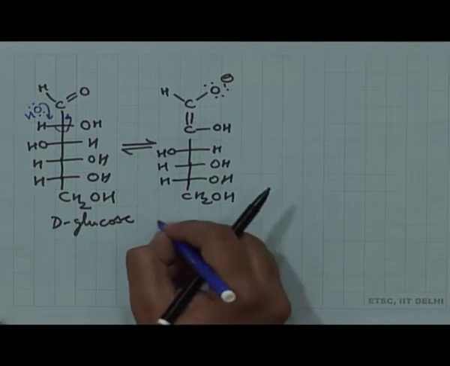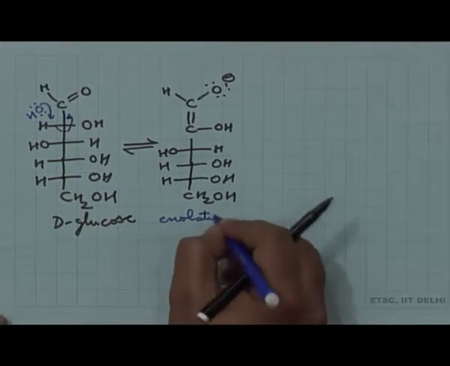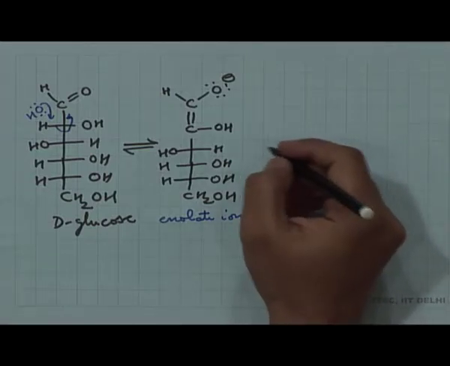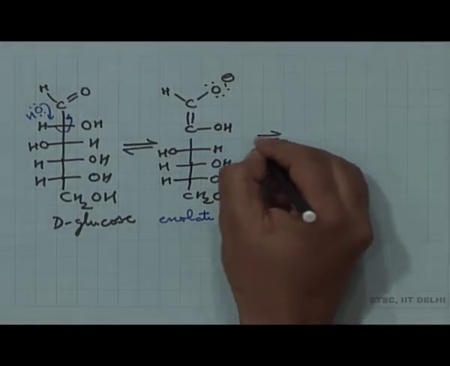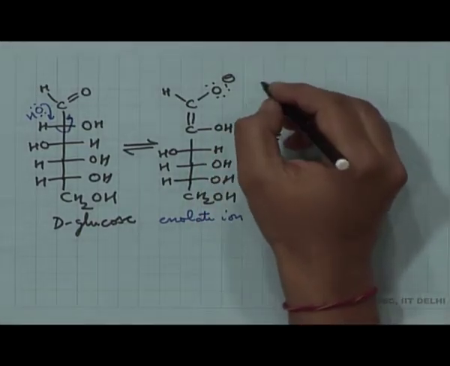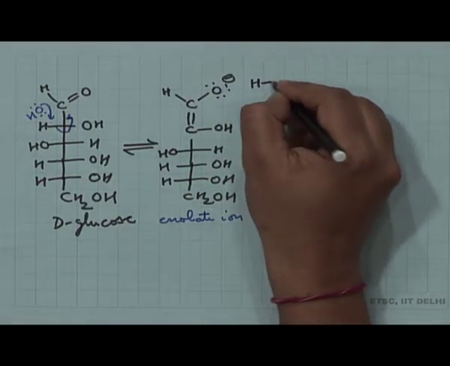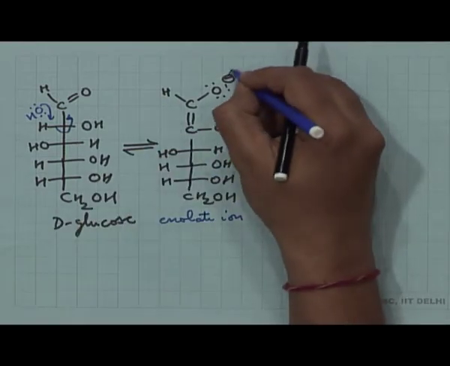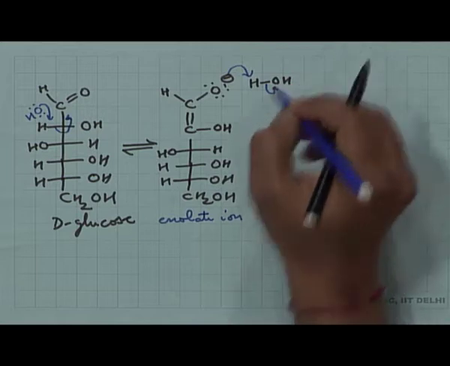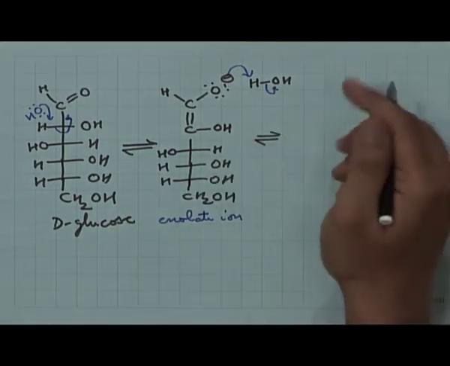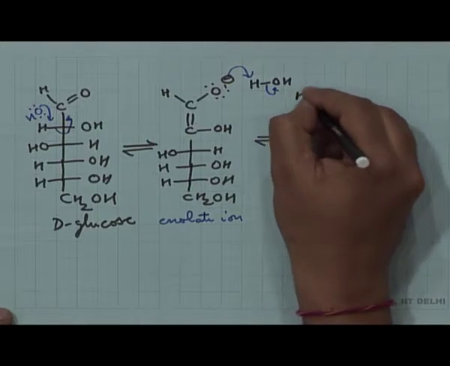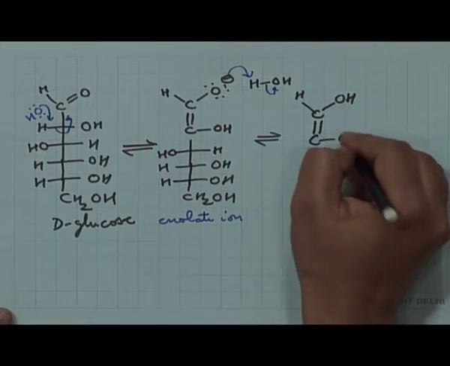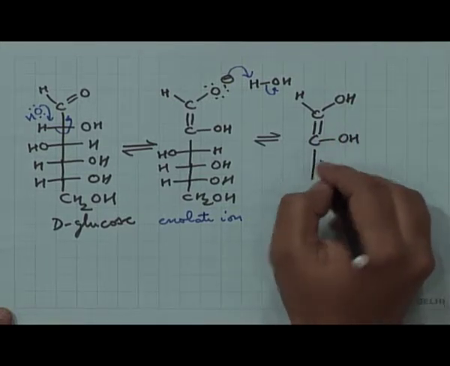Enolate ion. Now, this enolate ion can go for protonation again with the water molecule, and that will give the corresponding enediol. So, this is enediol, which forms as an intermediate.